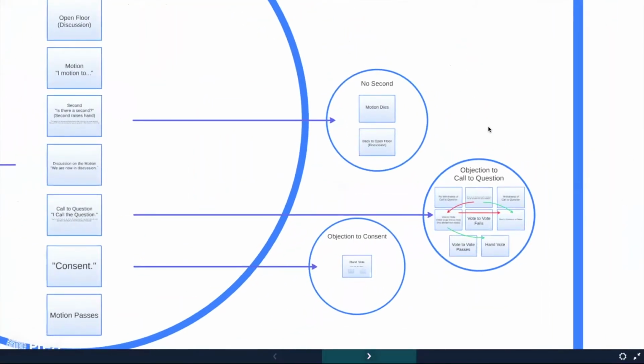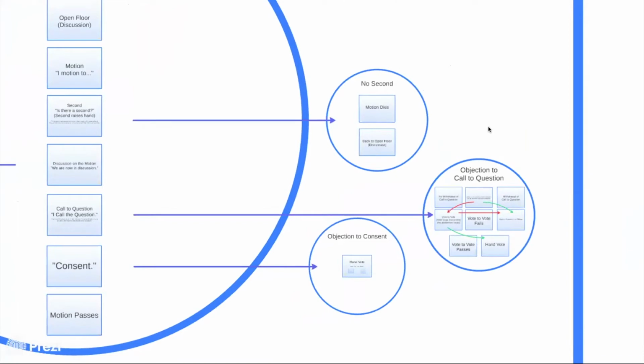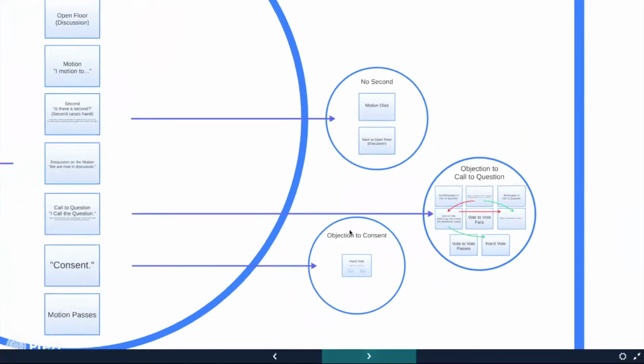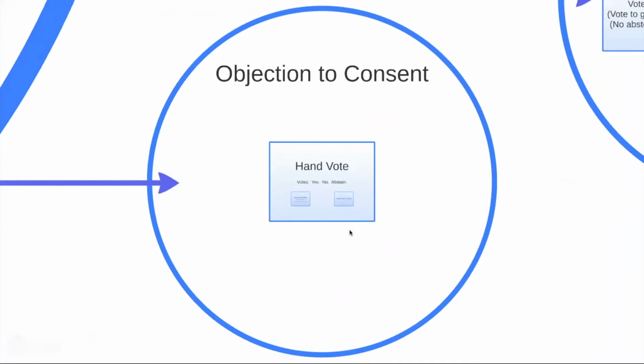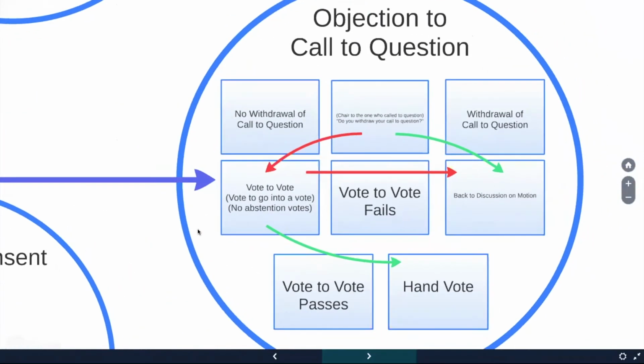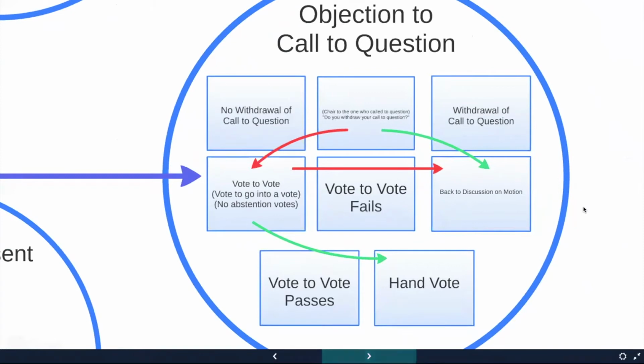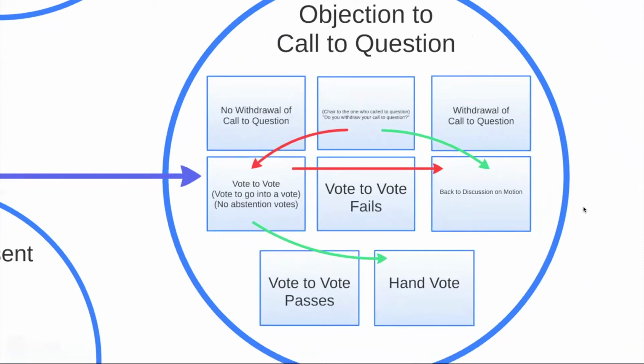Okay, so let's talk about objections. The first objection that I want to cover, there are two, is the objection to consent. If you remember, as we go through the standard procedure, we get to the point where there's been a call to question, right? Your chair is going to ask, is there an objection to call to question? Actually, let me start there first, since that is more in line with the order. So your chair is going to ask, is there an objection to call to question?